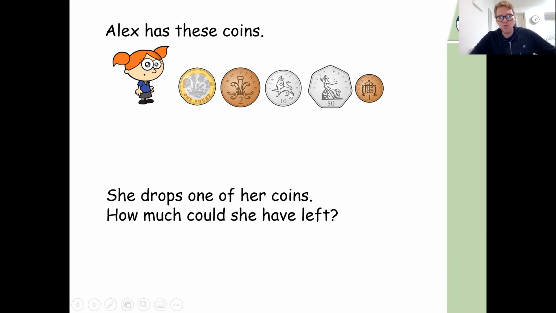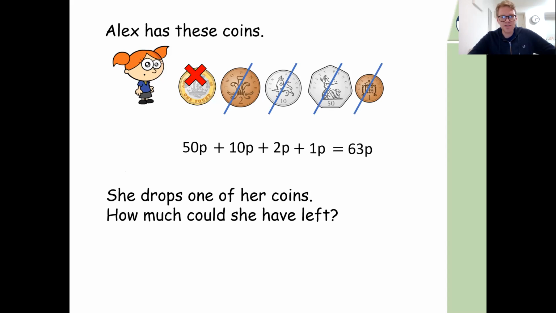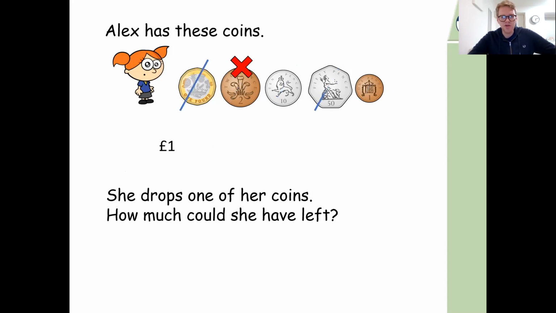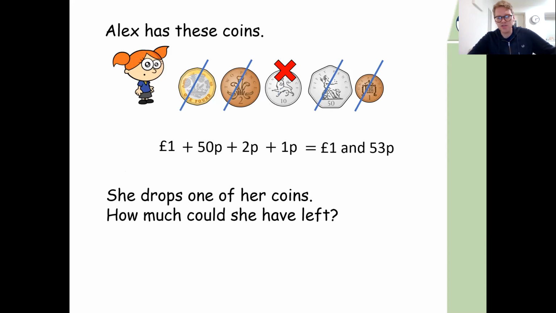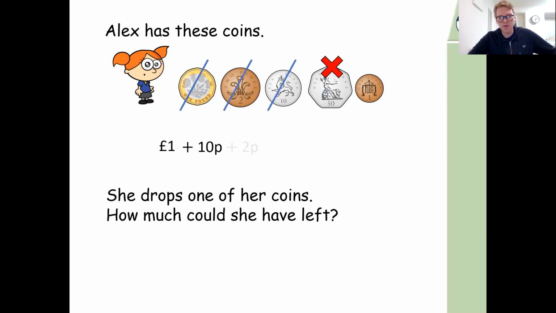So it could be £1.63 take away £1. It could be £1.63 take away 50p. Could be £1.63 take away 10, and so on. Let's have a think then. It could have been 63p if she lost £1. It could have been £1.61 if she dropped the 2p. It could have been £1.53 if she dropped the 10p. It could have been £1.13 if she dropped the 50. And nice and simple, it would have been £1.62 if she dropped the 1.